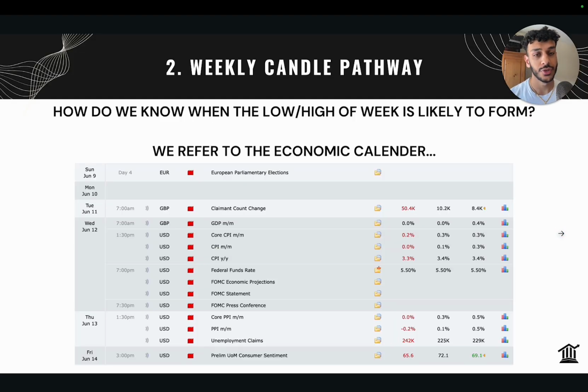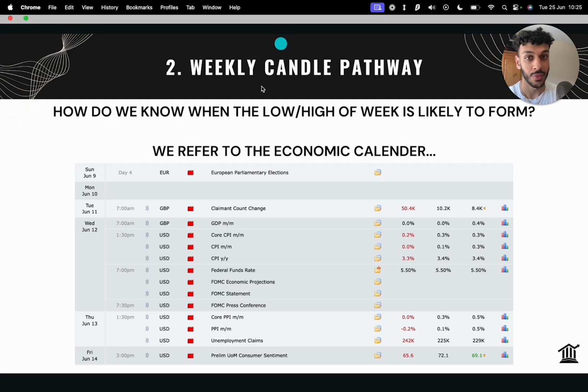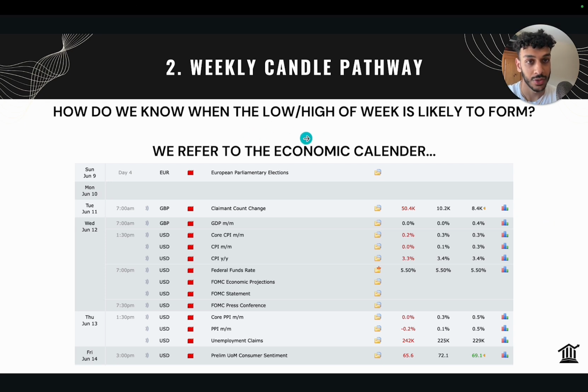Now, I've showed you 3 different cycles. A potential question that may have come to your mind is, how do you actually know which cycle is going to play and which day is likely to create the low or high of the week? And this is where the economic calendar comes in.